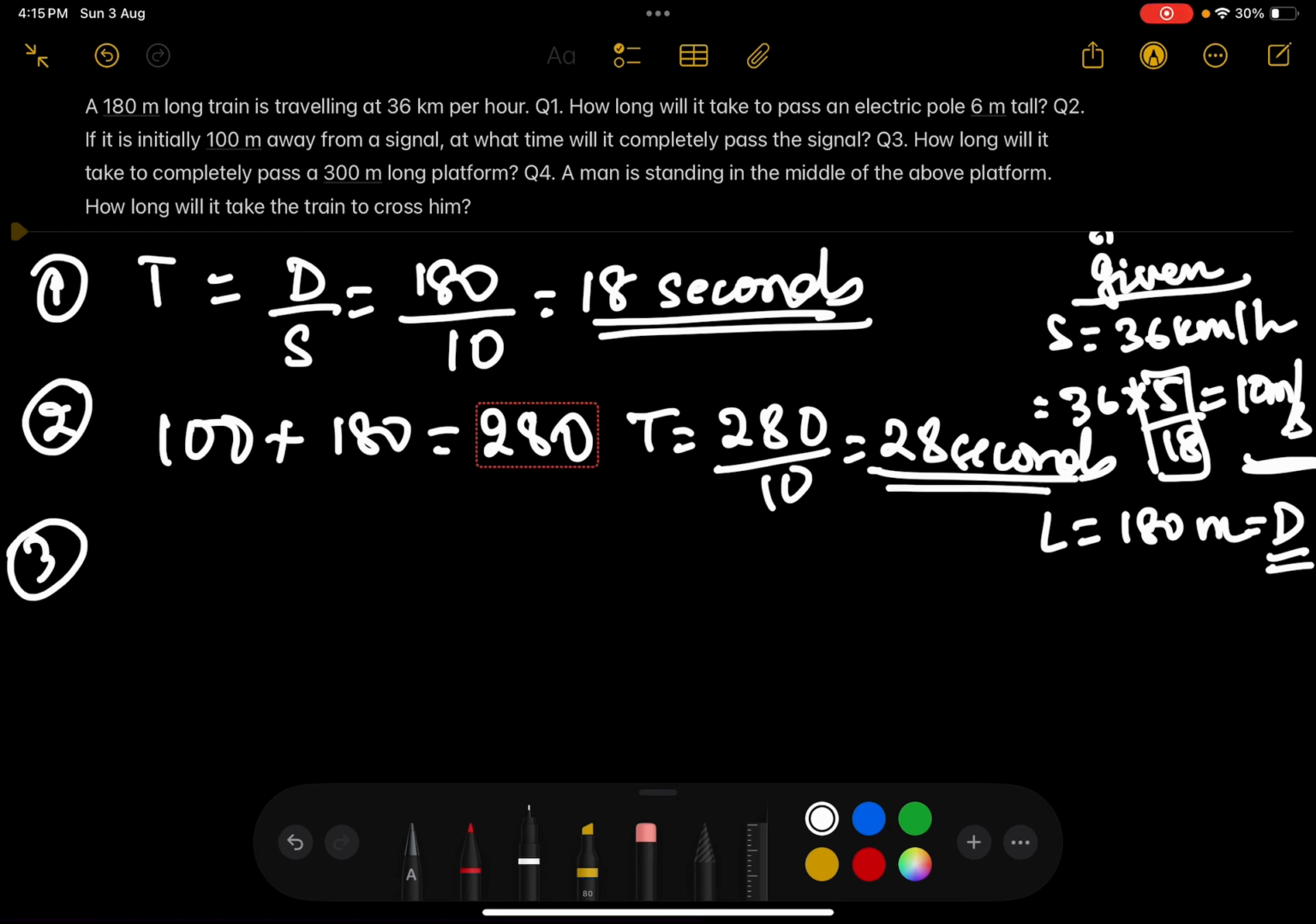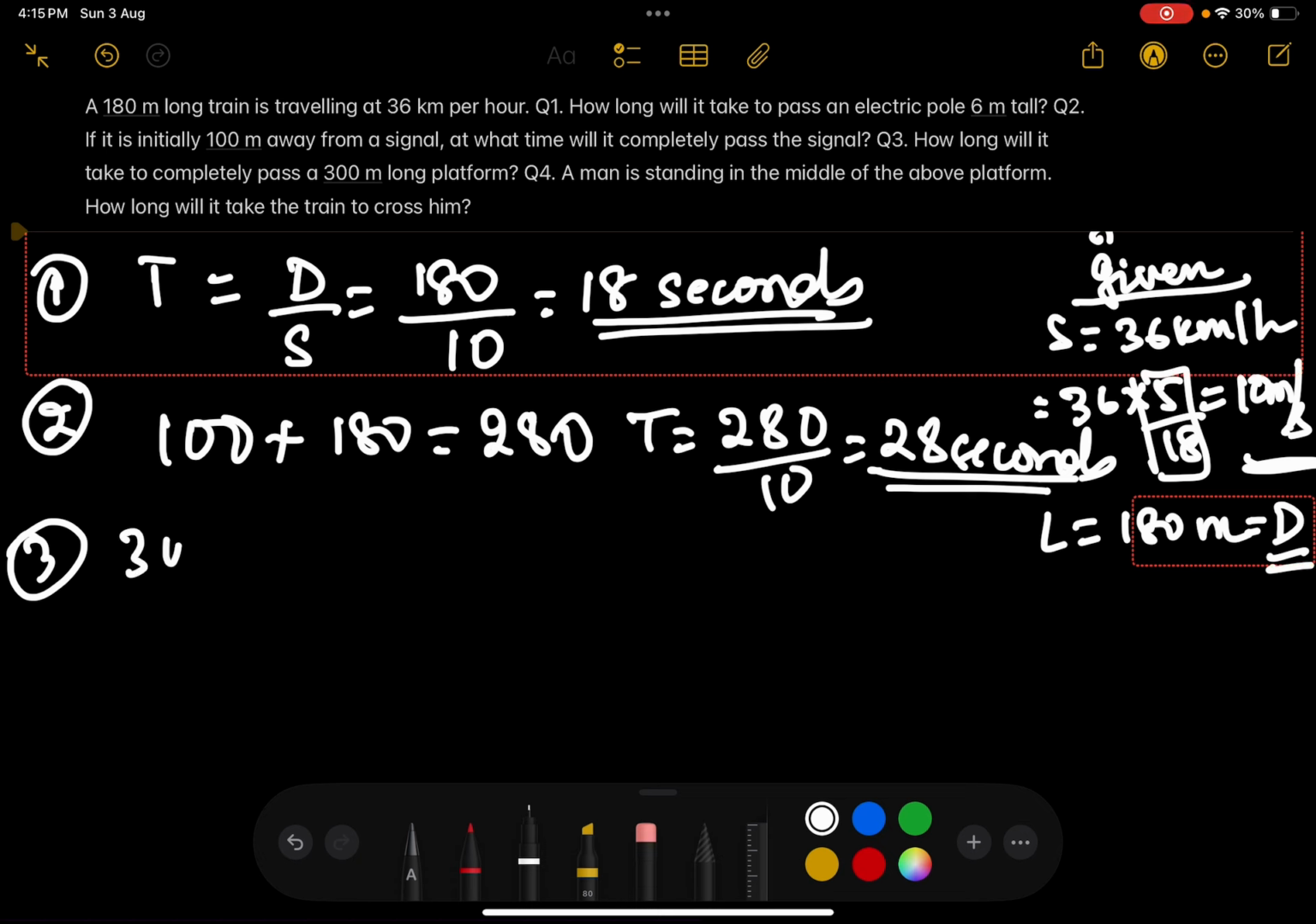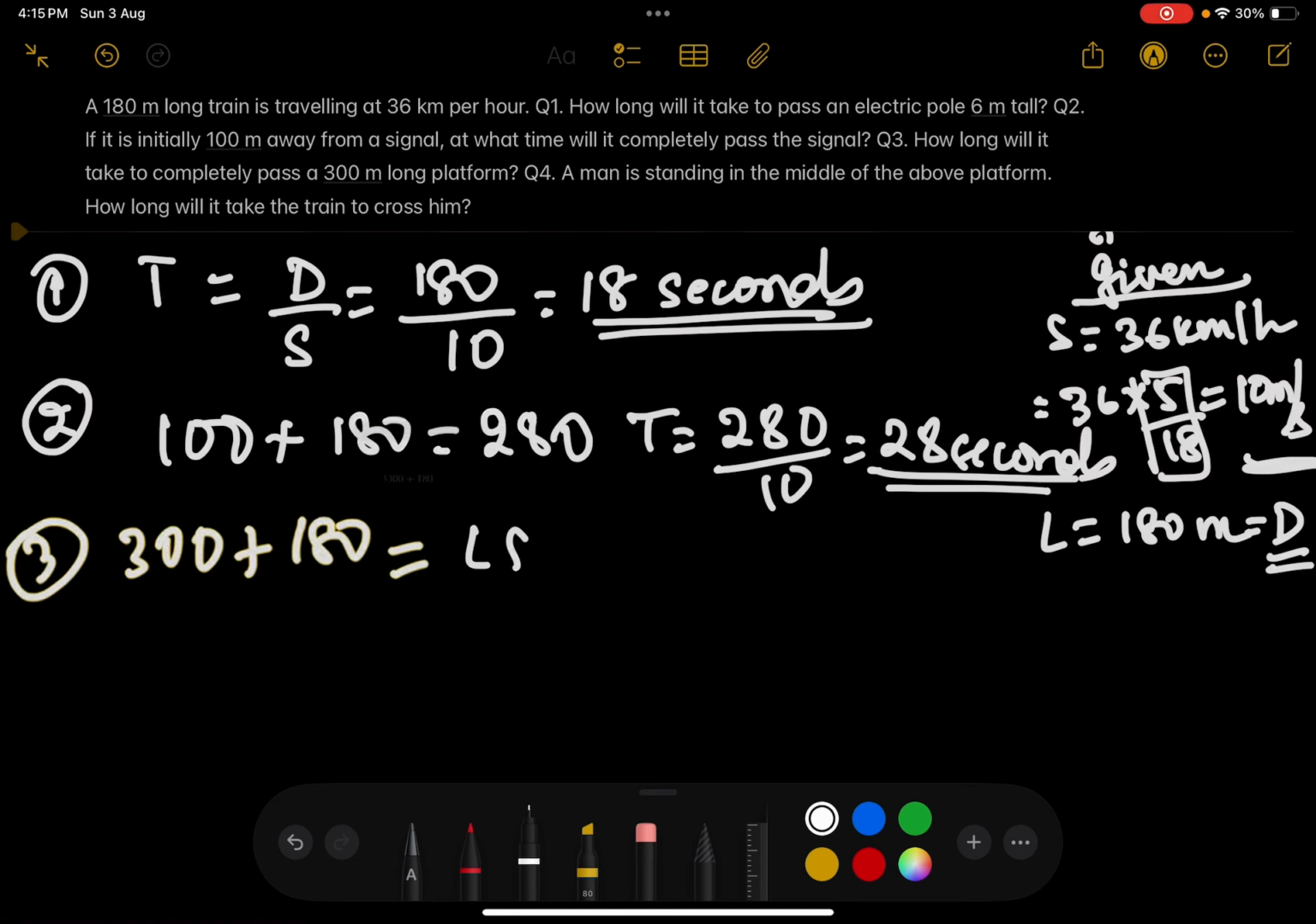Okay, let's see the third one. How long will it take to completely pass a 300 meter long platform? Again the same concept here, it has to cross this 300 meter long platform. Additionally it has a length of 180 meters. So this will be 480 meters, so the time will be 480 by 10, which is nothing but 48 seconds.